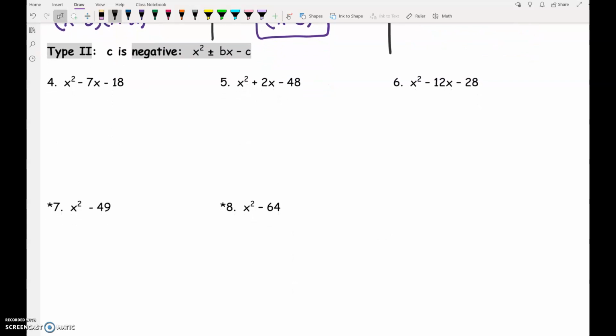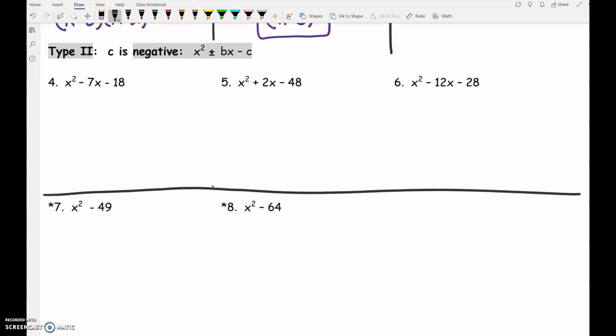So I'm going to let you do some of these on your own. First, I'm going to give myself some space. All right. We are looking for two numbers that multiply to give us negative 18. Those same numbers need to add up to negative 7. Take a moment, see if you can figure those out.